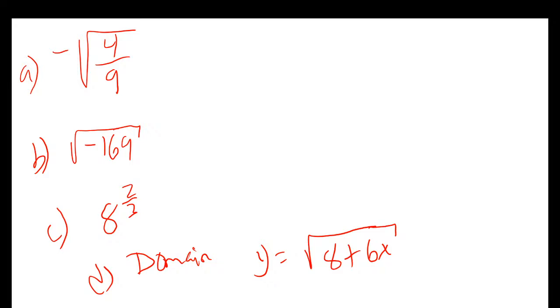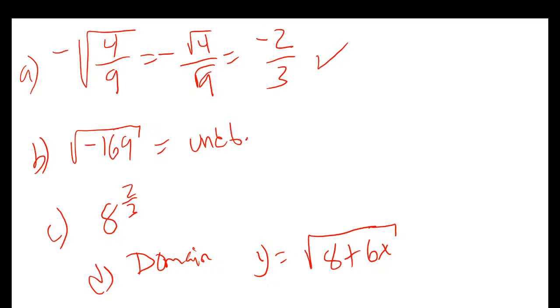A is -2/3. Absolutely. In order to do this, you take the square root of 4 over the square root of 9, and the square root of 4 is 2, so that's -2. The square root of 9 is 3. That's -2/3. Excellent work, Maria. Great job. B is undefined. Very good. A negative times a negative is going to be a positive number, so there is no way to get to a -169. The only way to do that is to use imaginary numbers. That comes up later in the course. We haven't done that yet.